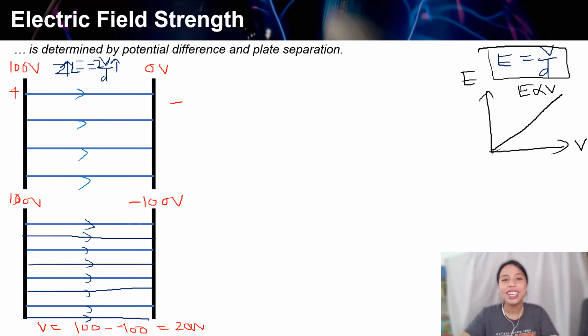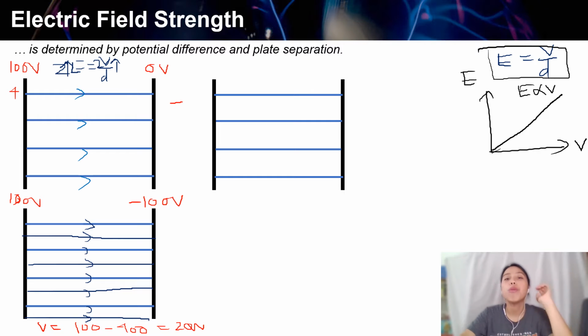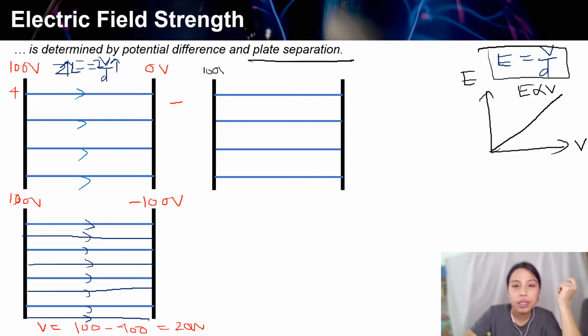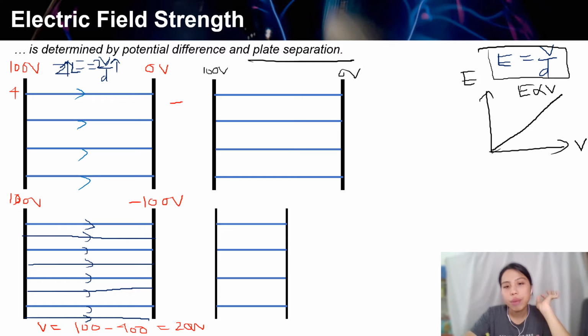Anyway, the other thing we can change is, what else can we change? Oh, plate separation, right? So we start off with good old plate separation. Maybe this is 100, 0. And then I make them smaller. Zoop, probably almost half the distance. So up here I have some distance D. Now it is half the distance D. Do you think the electric field strength will be stronger or weaker?